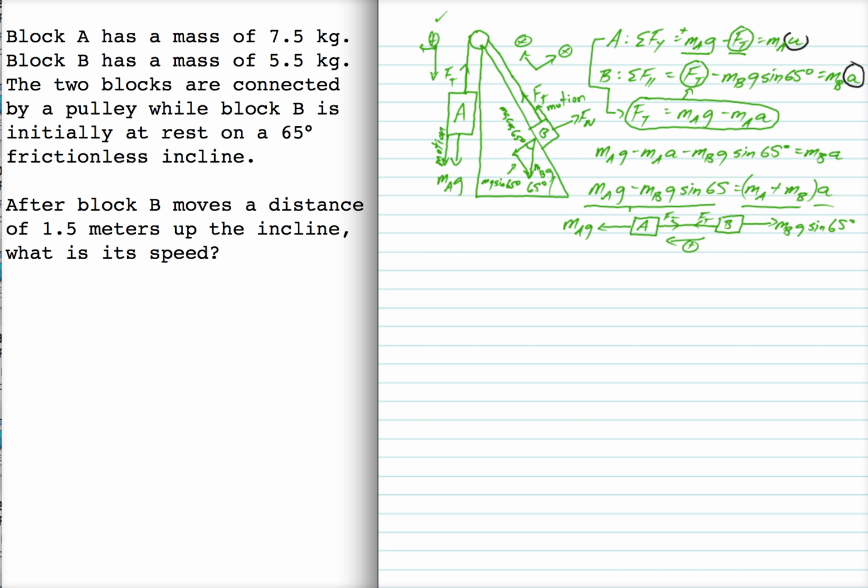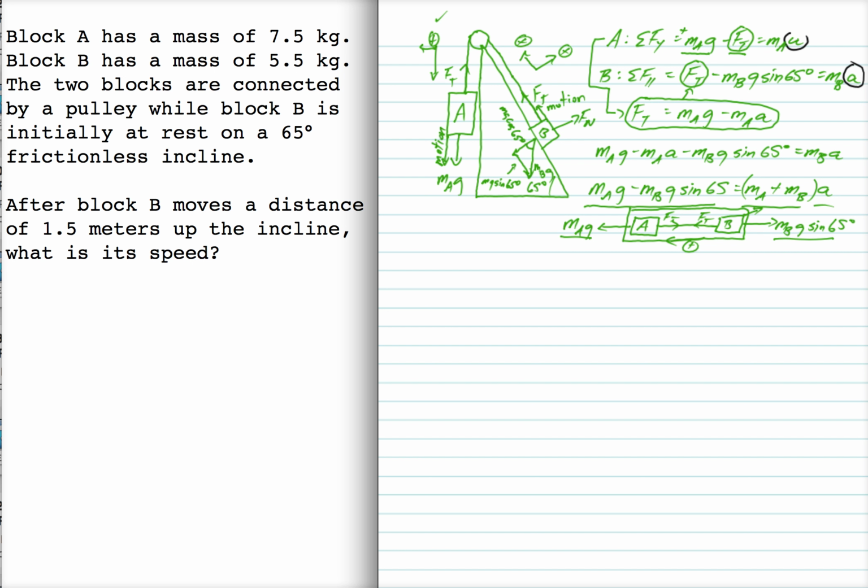If I take these two masses A and B and I treat them as one giant mass, which has a mass of MA plus MB, then the sum of the forces acting on it is plus MAG minus MBG sine 65 is equal to the combined mass times the acceleration. So this is the same problem.